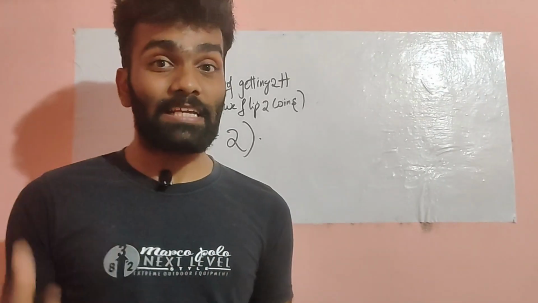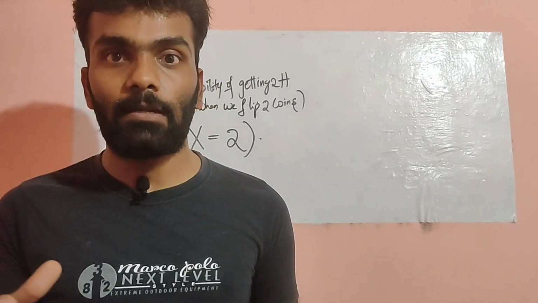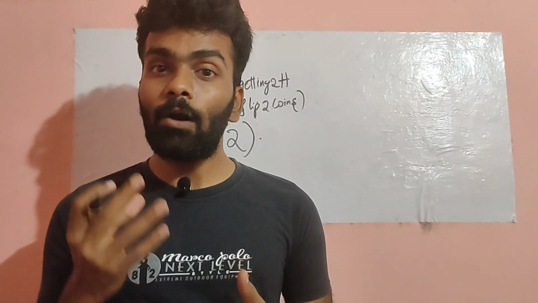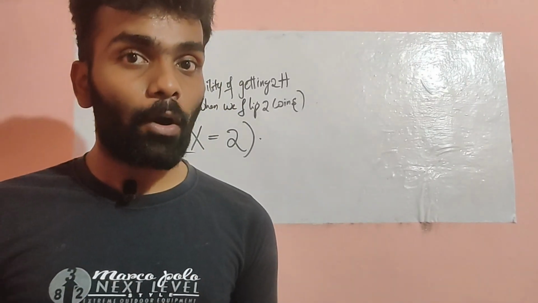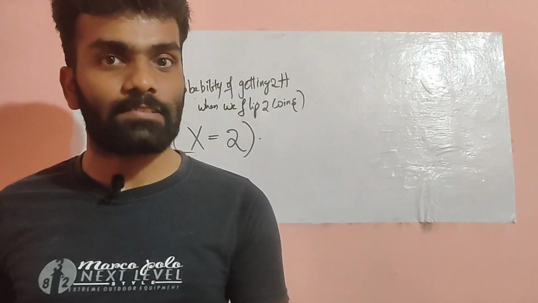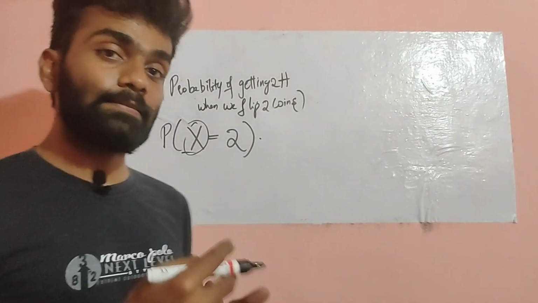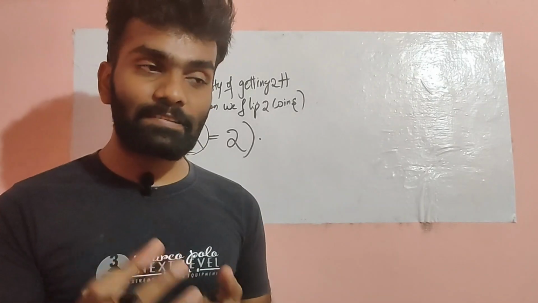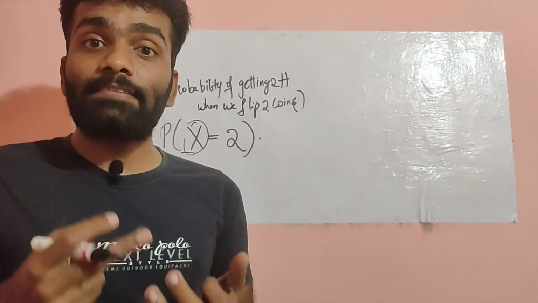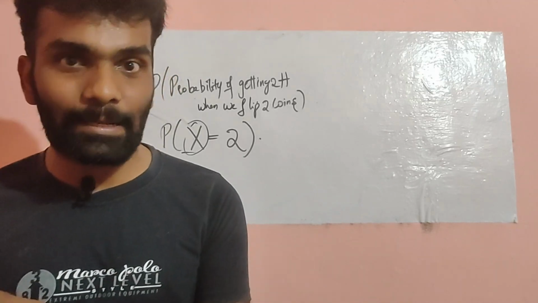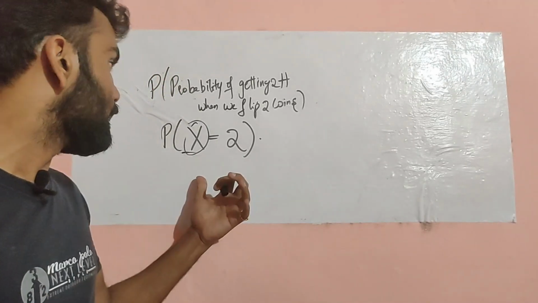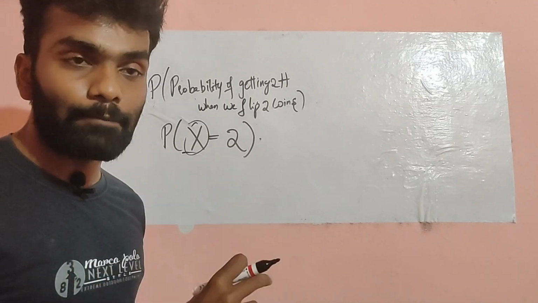Now you might have understood why it is called a random variable. This is the variable whose possible values are the outcome of some random process or random event. Here, flipping a coin is a random process. To represent the outcome of that random process, we are using this variable. So that's why we call it a random variable.